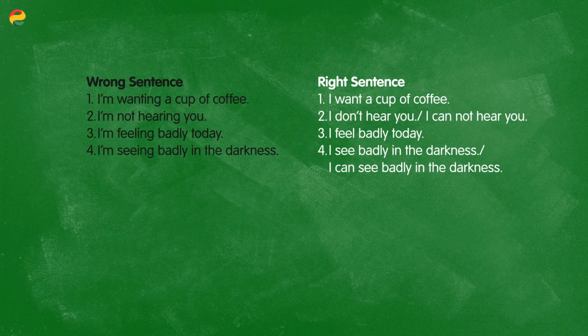So let's look at some examples of these in their correct and their incorrect forms. So the wrong sentence, I'm wanting a cup of coffee, and the correct, I want a cup of coffee. Or another example, I'm not hearing you. In the second example, the correct example, I don't hear you, or I cannot hear you. The third example, I'm feeling badly today. Or, correct, I feel badly today. Or the last example, I see badly in the darkness, or I can see badly in the darkness.